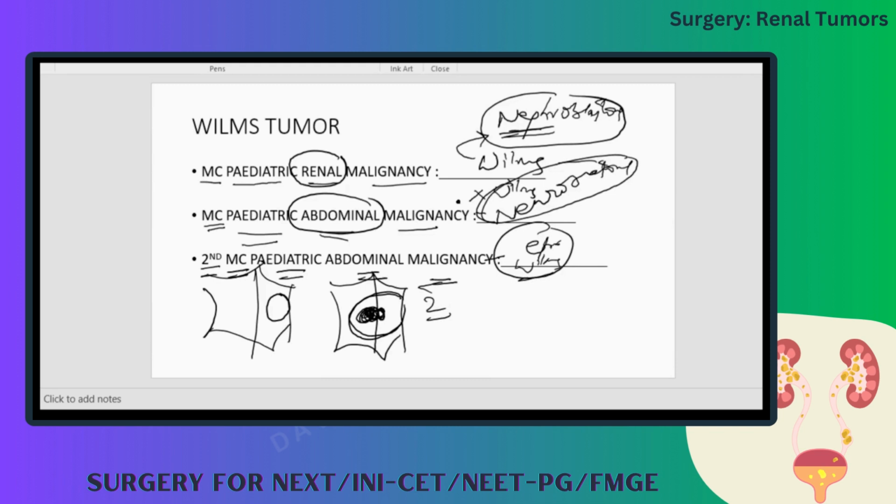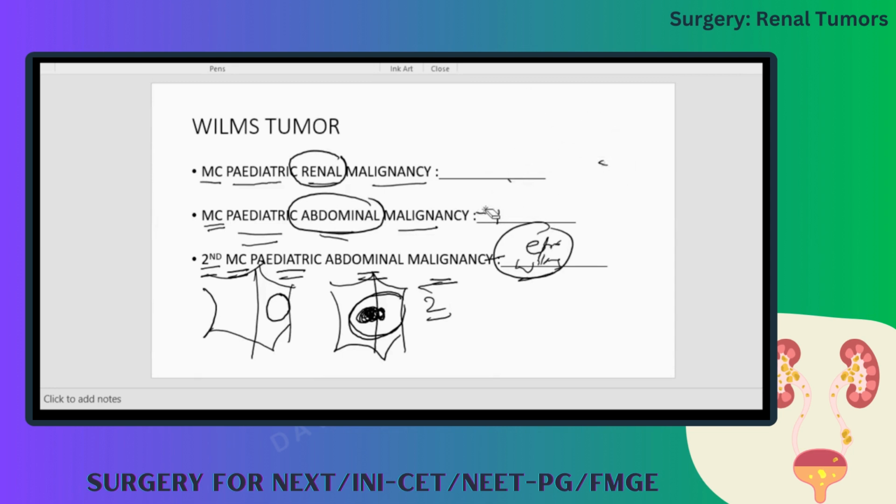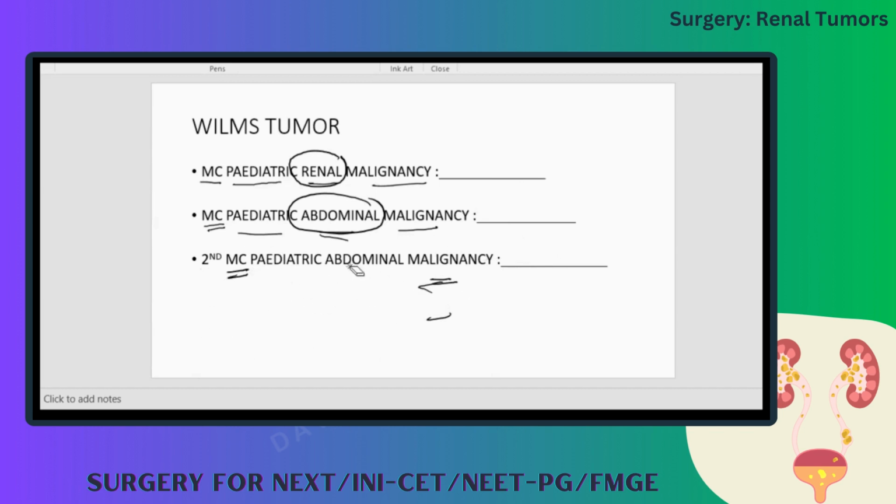Now I'm just deviating a bit. A small bit of oncology. Which is the most common tumor in childhood? Is it retinoblastoma? Sorry, my question framing is wrong. Most common malignancy in childhood. Leukemia. Yeah, very good.